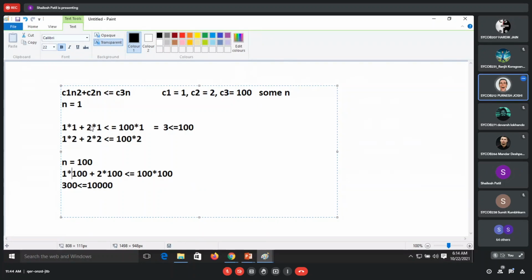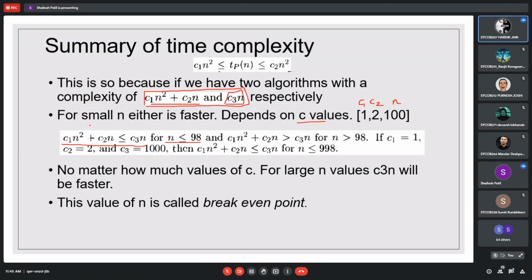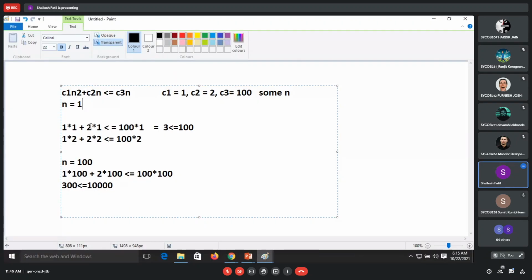Is C1 correct? Sorry, it is n square. So that will be 100 into 100. In C2 n, so what will be the output? It is greater again.